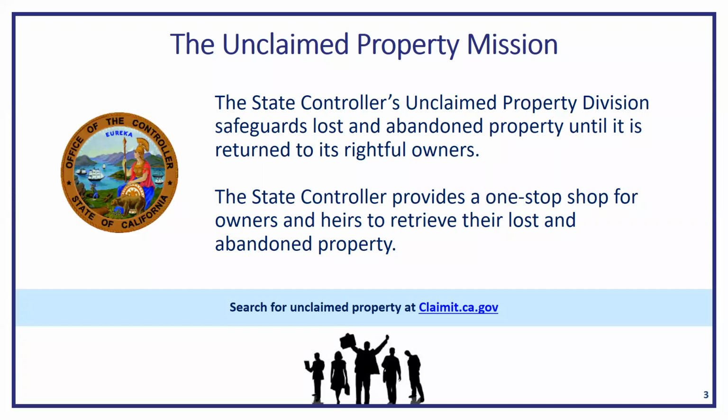And at Outreach and Compliance, we work directly with holders to help prepare them for the reporting process. The controller's unclaimed property website is claimit.ca.gov. And this website lets owners claim their property that has been reported from businesses like yours throughout the country.